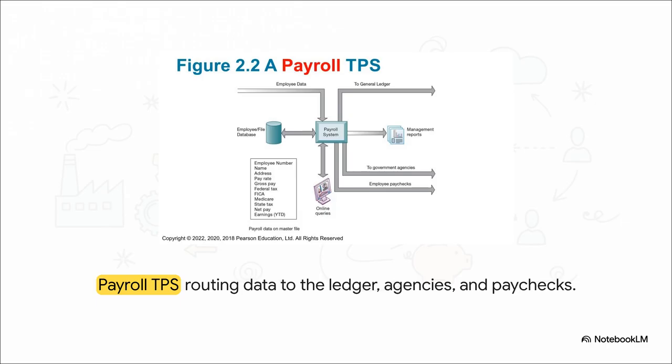From a single employee database, this routine transaction system routes crucial data everywhere it needs to go. It updates the general ledger, fires off text data to government agencies, generates management reports, and thankfully issues the actual paychecks. These systems reliably record the necessary daily operations to quite literally keep the business alive, functioning, and completely legal.